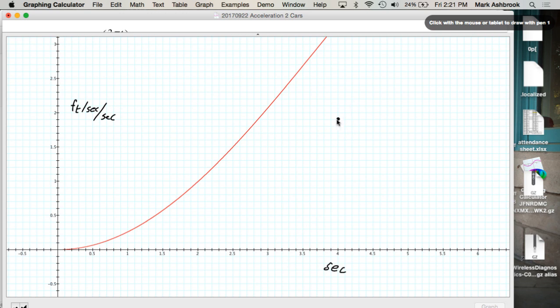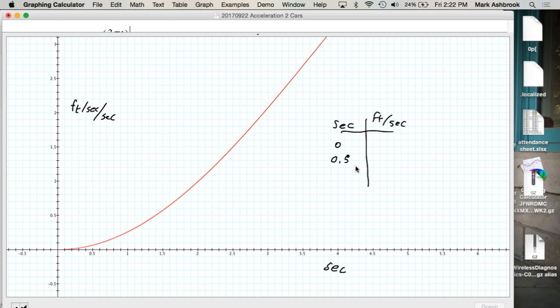So I want to do the same thing we just did. And I want to get the speed of the car, and let's go with every half a second for the first 2 seconds. 0, 0.5, 1, 2 seconds. What's the speed at each of these times? So same question as before. Here's an acceleration graph, and I want to know the speed at these different points in time.